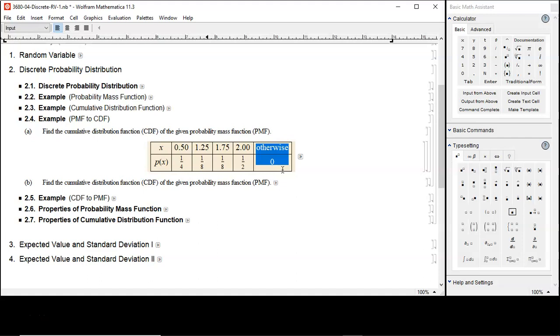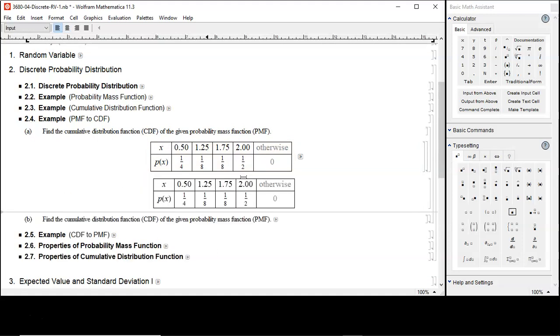Okay, all right. And from here, find the cumulative distribution function. Ready? Okay, here we go. All right, these 4 numbers divide the number line into 5 pieces.